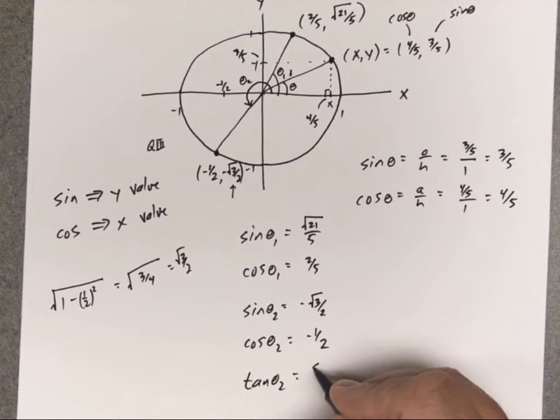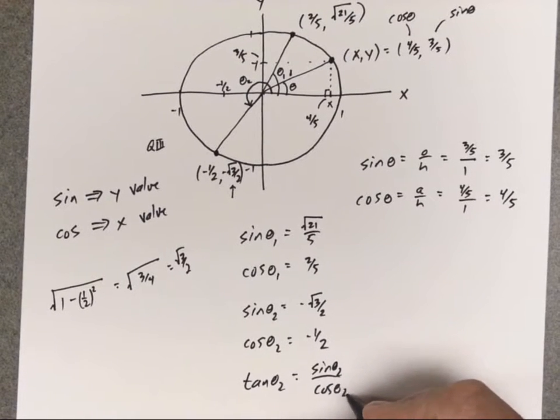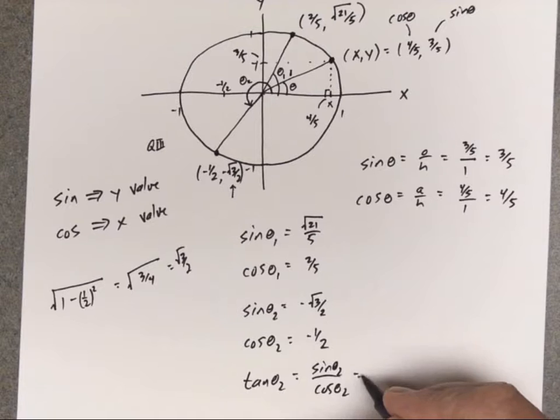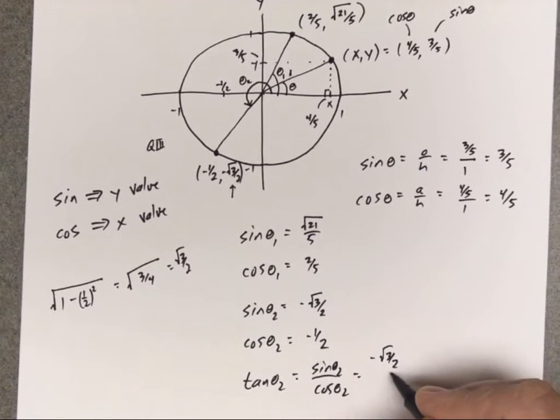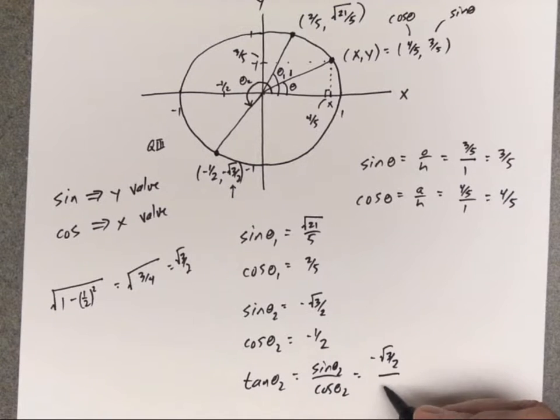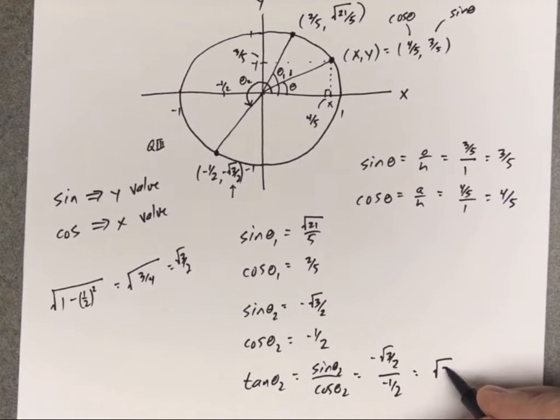The tangent, you remember, one way we can figure out the tangent is sine divided by cosine. So here's the sine. I already figured out the sine is negative square root 3 over 2. Cosine is negative 1/2. When you simplify this complex fraction, tangent is square root of 3.